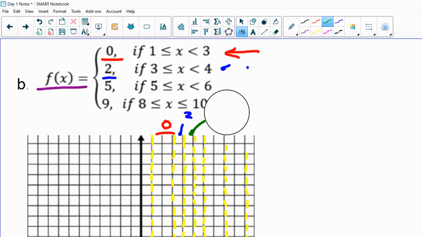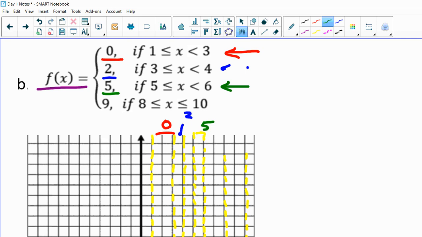Okay, so I'm just going to erase the green. Nobody lives there. Let me see. 1, 2, 3, 4, 5. Okay, so I'm on this piece right there now. That's between 5 and 6. Who lives between 5 and 6? Well, 5 does. 5 lives there.